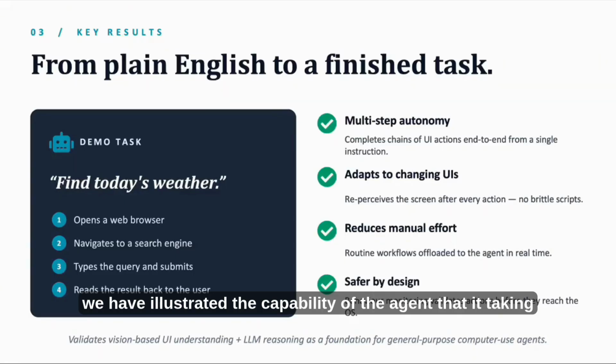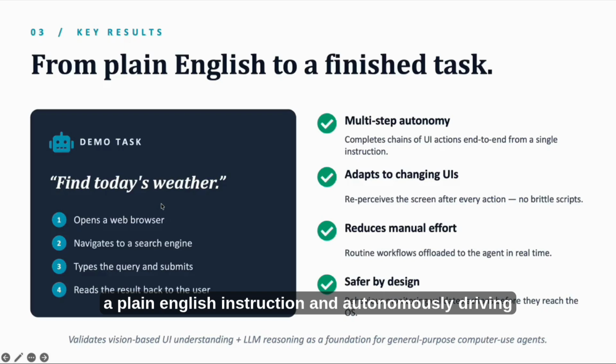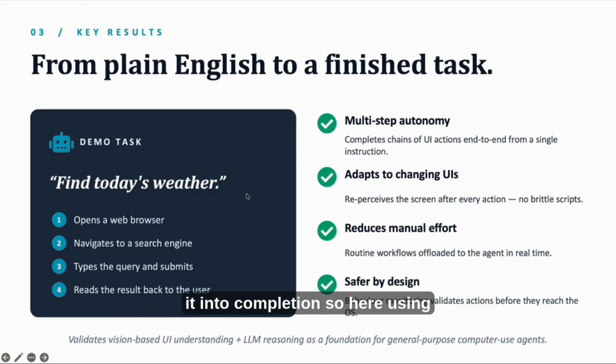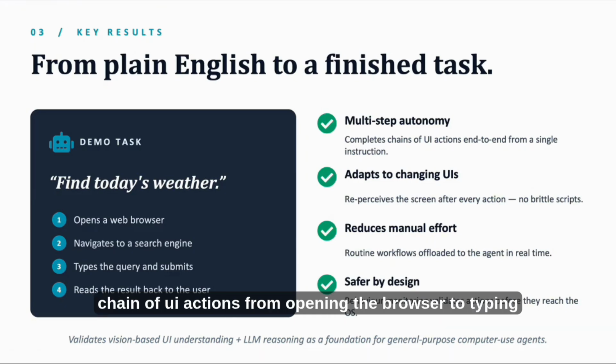We have illustrated the capability of the agent, taking a plain English instruction and autonomously driving it to completion. Here, using the weather query as an example, we break down what the multi-step process looks like. The agent doesn't just return a text answer; it handles the entire chain of UI actions from opening the browser to typing the query based on a single user prompt.